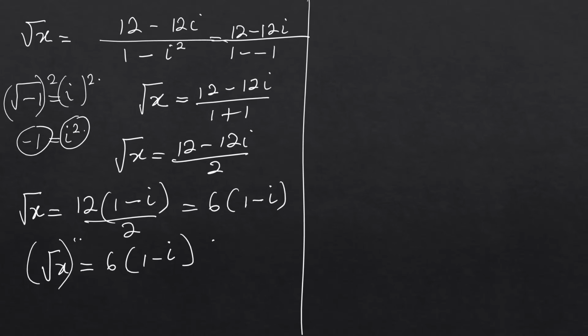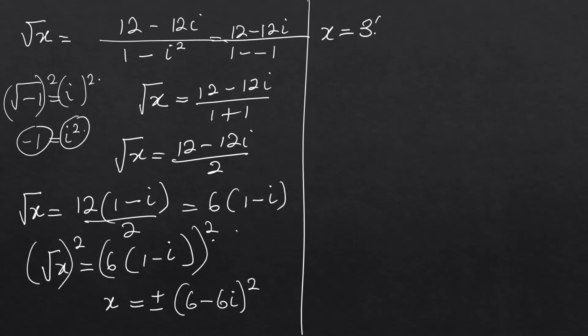I'm going to square both sides. If I do that, I'm going to have x is going to be equal to plus or minus bracket 6 minus 6i all squared. Now I'm going to open the bracket. If I open the bracket, I'm going to have 36. 6 times minus 6i is minus 36i, times 2 is minus 72i. Now minus 6 squared is going to be plus 36 i squared.